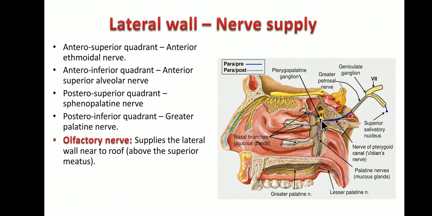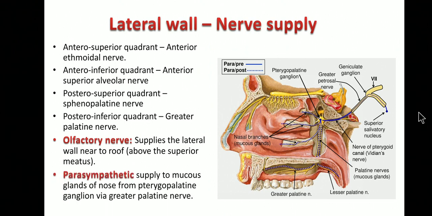For a detailed description of this, kindly refer to my maxillary nerve and maxillary artery lecture, in which I have discussed the pterygopalatine ganglion. Mainly, fibers from the lacrimatory nucleus go via the facial nerve, geniculate ganglion, greater petrosal nerve, and then the nerve of the pterygoid canal, reaching the pterygopalatine ganglion. From the ganglion, branches pass via the greater palatine and sometimes the sphenopalatine nerve to supply the glands of the nose.